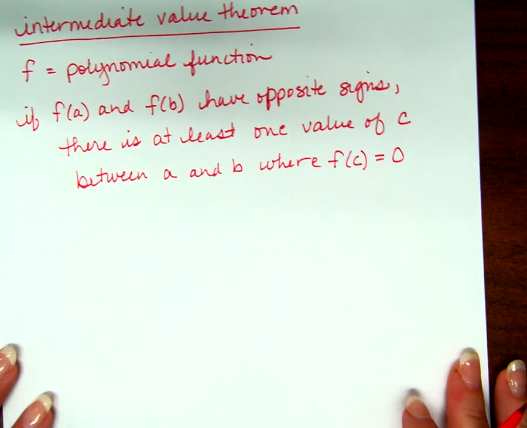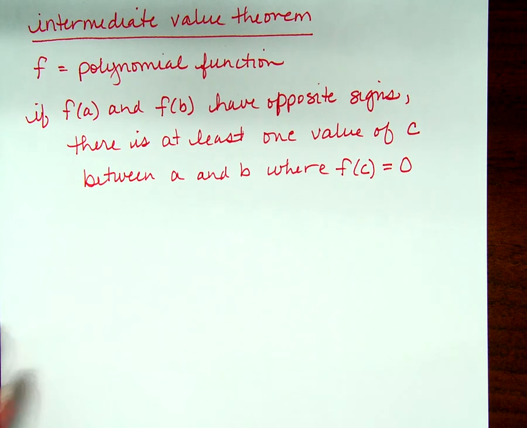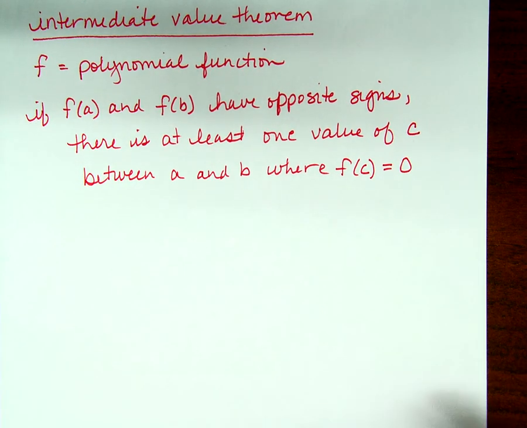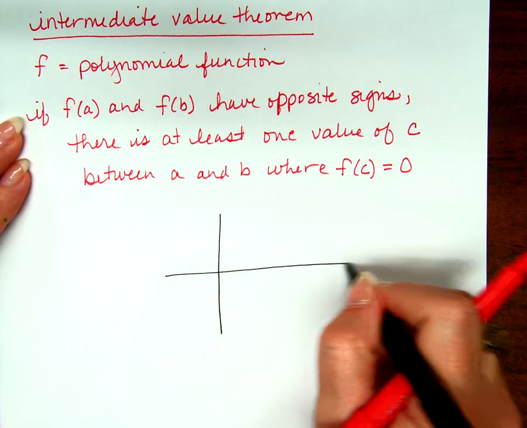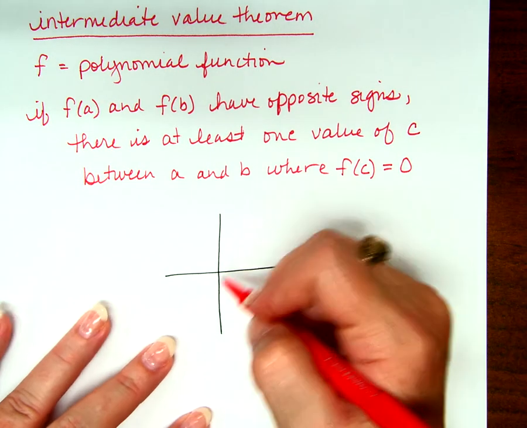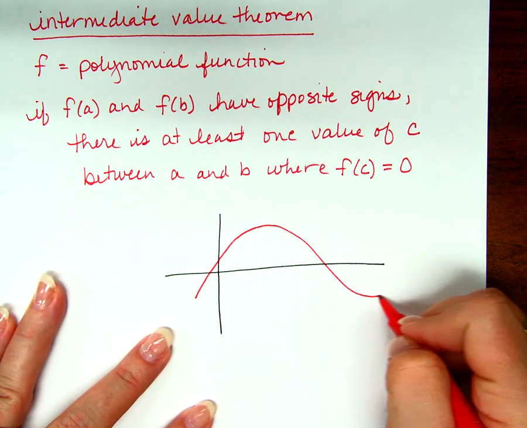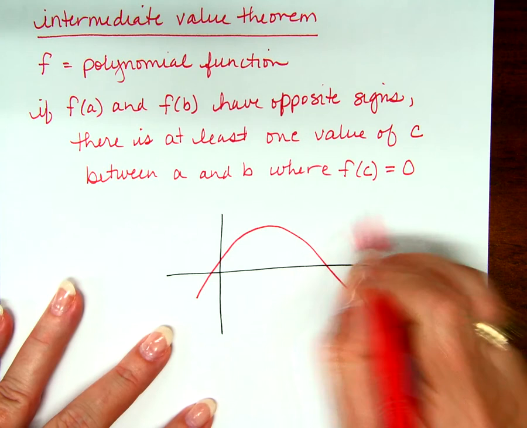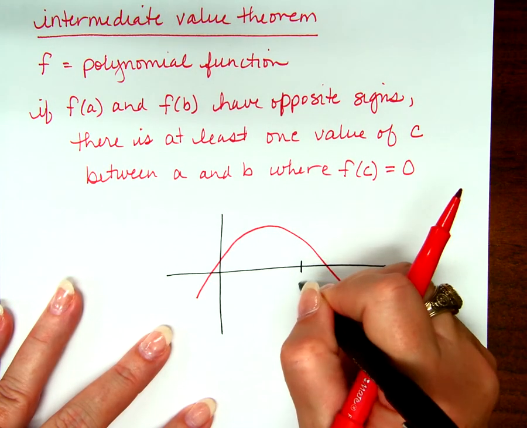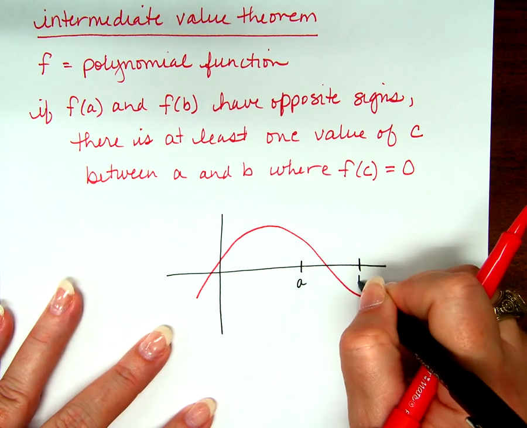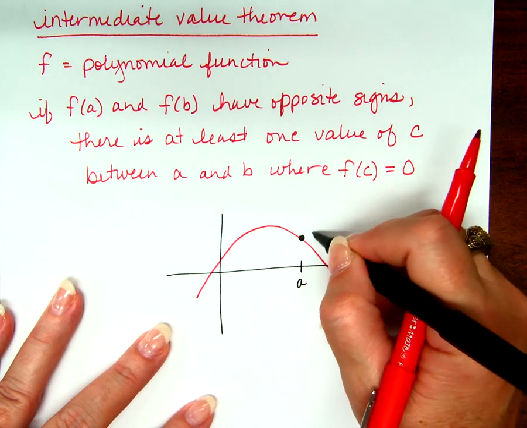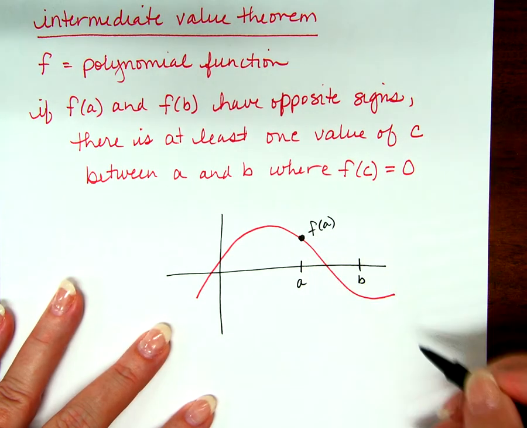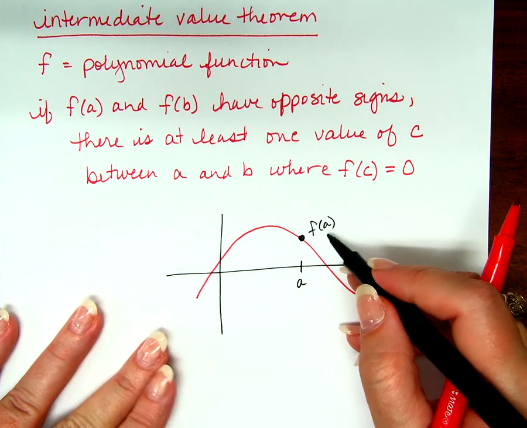Okay, what? If f of a and f of b have opposite signs, so the value of the function, let me draw you a little graph on this. I think it might help to see what I'm talking about. Okay, let's pretend it looks something like this. Okay, and we'll say right here is a, and right here is b. If this is a, the value of the function at a, that's f of a, isn't it? Do you see how f of a is positive?